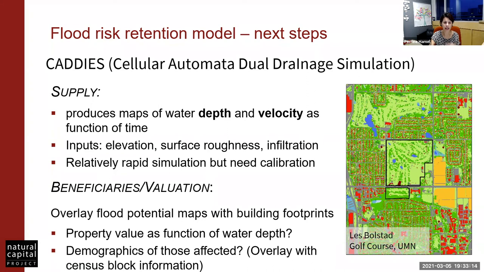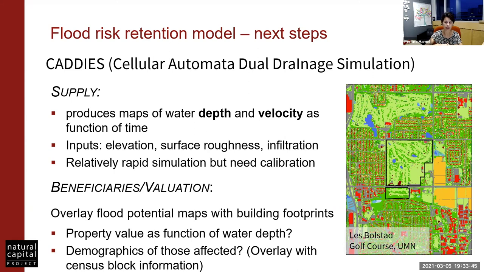And it produces a relatively rapid simulation, but needs calibration. So that's one of the downsides of a lot of these more sophisticated models, where you need a stronger hydrologic modeling background and often need to calibrate the model. The beneficiaries and valuation step of that model can be, as I mentioned, to look directly at the property values as a function of water depth.